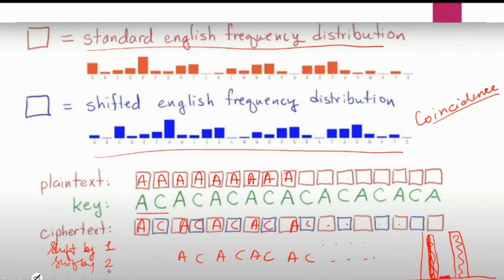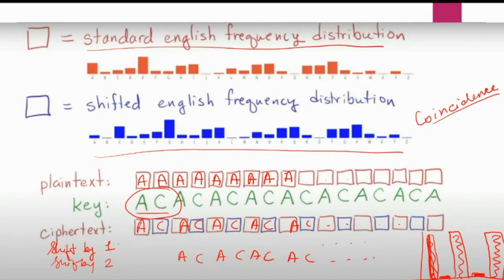Now, if I shift it by 3, how many coincidences? Zero. If I shift it by 4, how many coincidences? Full coincidence, right? So can you see a pattern? This is a quite simple example, but depending upon the size of the key, the frequency of coincidences changes. So the coincidences that occur will give you some idea about the length of the key. Are you getting my point?